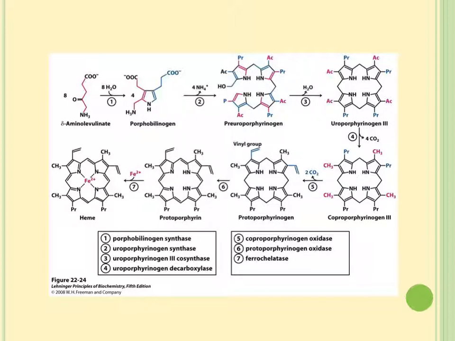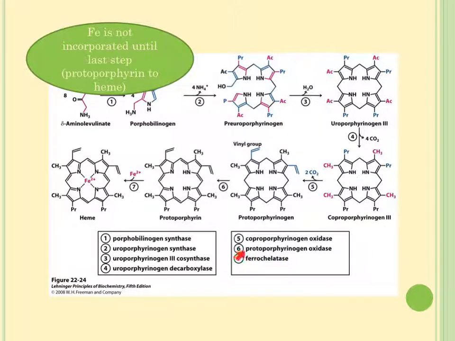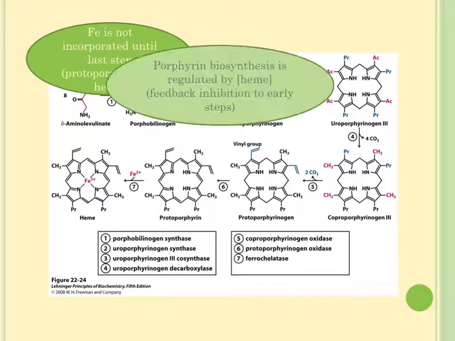One, once again, we're starting with the delta aminolevulinate. The ultimate goal is to make heme. These are the enzyme names. So you can see where you have synthases. We have a decarboxylase. But the very last one is when the iron gets incorporated, and that's using a chelatase, which means it chelates the iron, the ferrochelatase. So iron is not incorporated until the very last step. All right. Porphyrin biosynthesis is regulated by the concentration of heme, which makes sense. It's feedback inhibition early on.